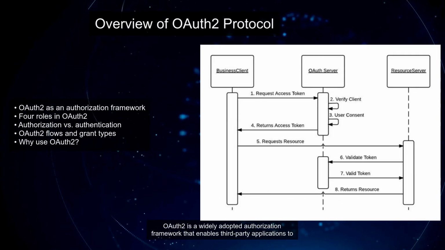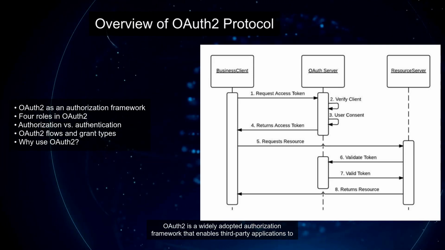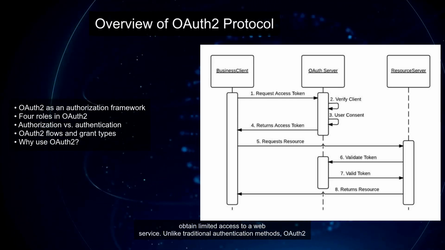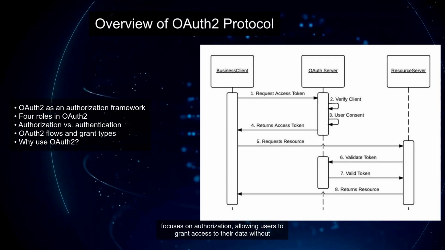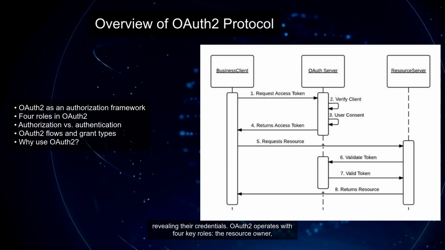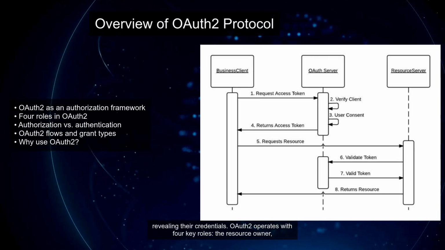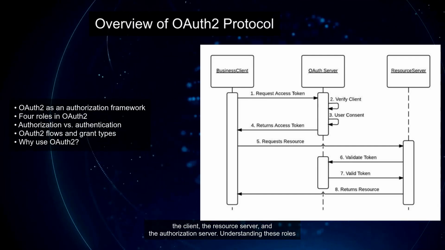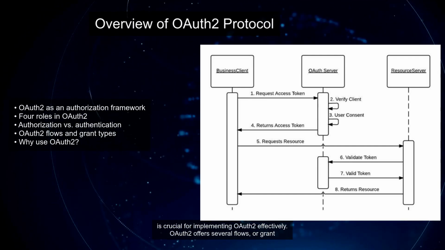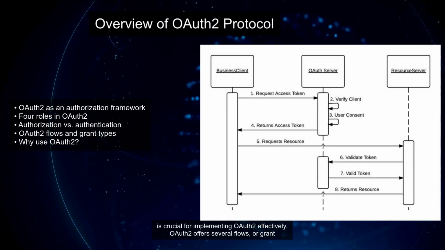OAuth2 is a widely adopted authorization framework that enables third-party applications to obtain limited access to a web service. Unlike traditional authentication methods, OAuth2 focuses on authorization, allowing users to grant access to their data without revealing their credentials. OAuth2 operates with four key roles: the resource owner, the client, the resource server, and the authorization server. Understanding these roles is crucial for implementing OAuth2 effectively.